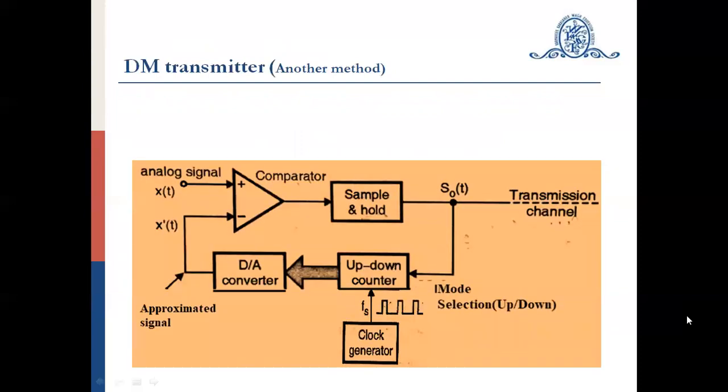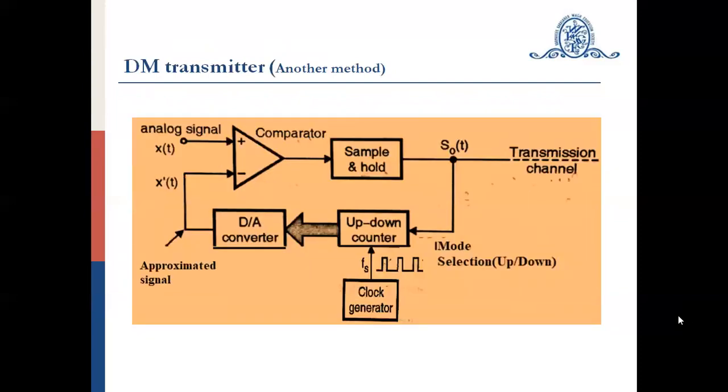Let us see another method of delta modulator transmitter. Here you can see X of t is the analog input signal and X dash of t is the quantized or approximated version of X of t. Both these signals, X of t and X dash of t, are applied to the comparator. The comparator output goes high if X of t is greater than X dash of t, and it goes low if X of t is less than X dash of t. Thus, the comparator output is either 1 or 0.